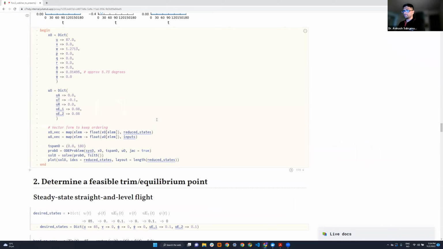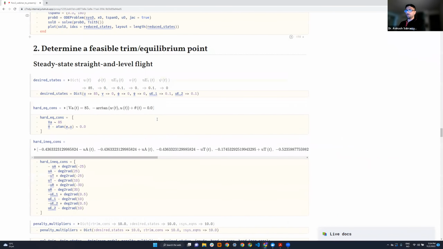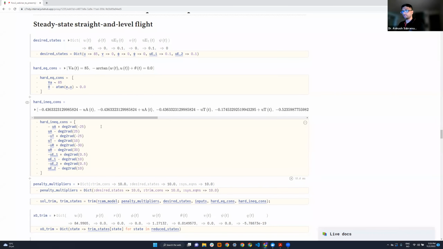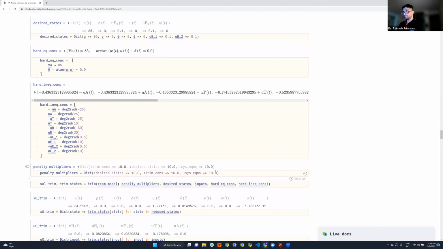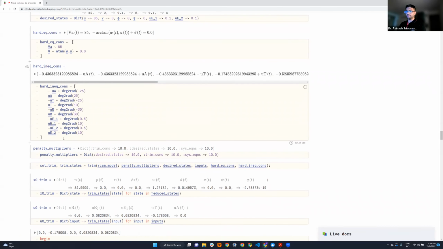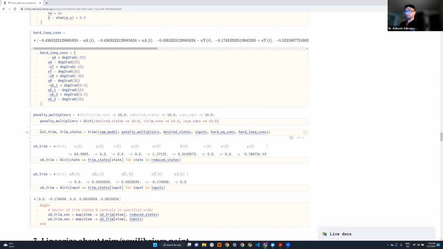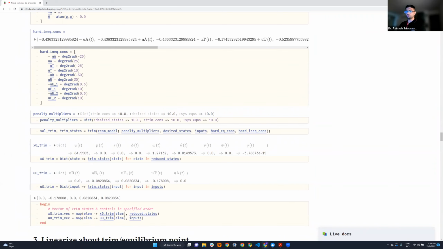So returning to the notebook, for the second step on trimming, we put in the desired states over here. The hard equality constraints, I would like, say, SP to be 85, certain other equality constraints, and then hard inequality constraints, which in this case are the bounds. There are a few other bits of functionality like specifying penalty multipliers for the optimization problem and so on. Again, fully documented. We run a trim, and then we get the different trim states about which we may linearize.